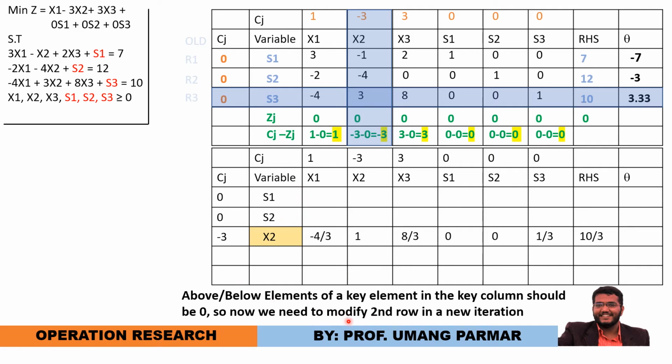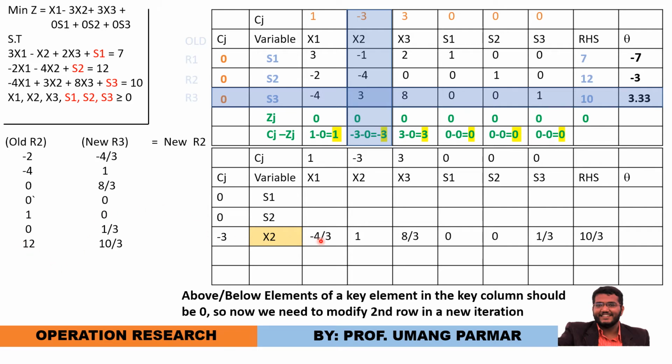So right now we are going for the modification of the second row. Whatever your old row and your new key row, between them you have some mathematical equations, and that will give you the new second row. So here I am writing down the old row, that is -2, 4, 0, 0, 1, 0 and 12. That is mentioned here.